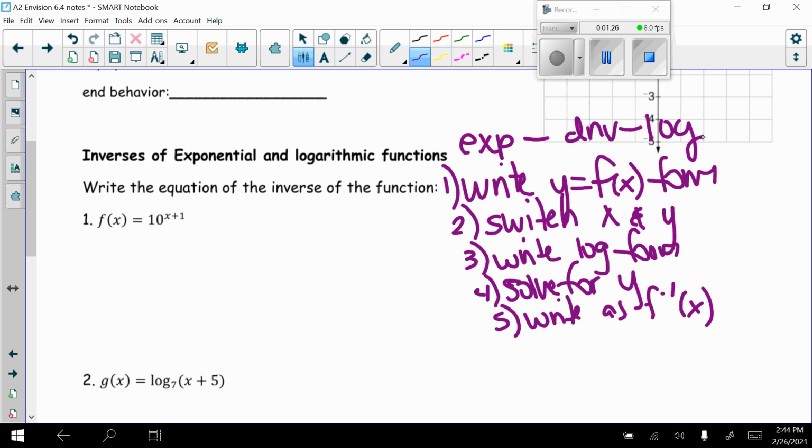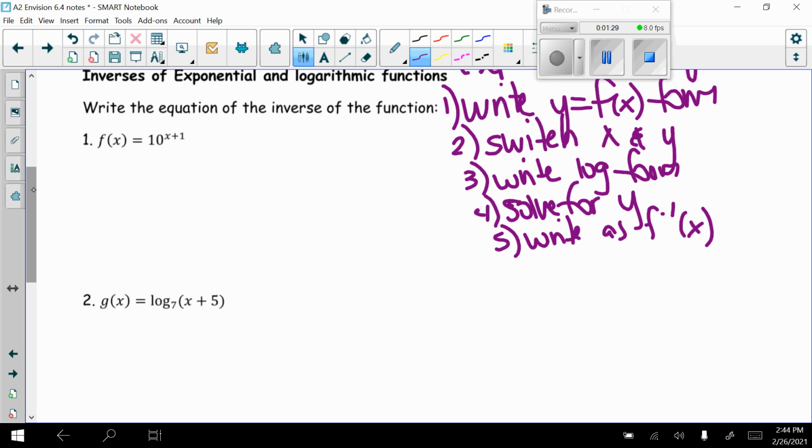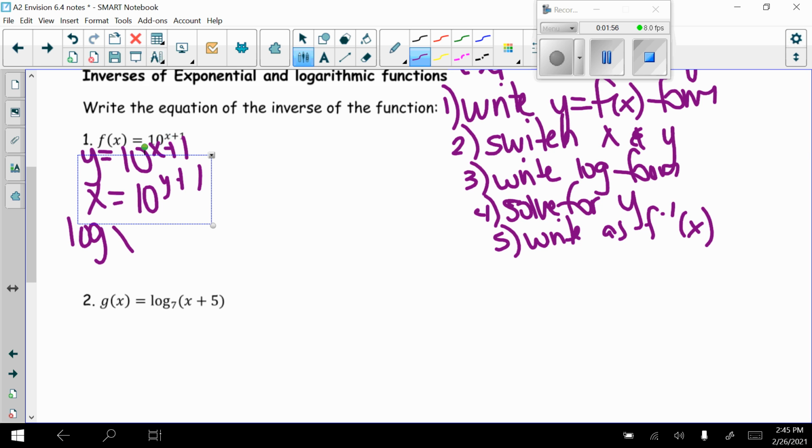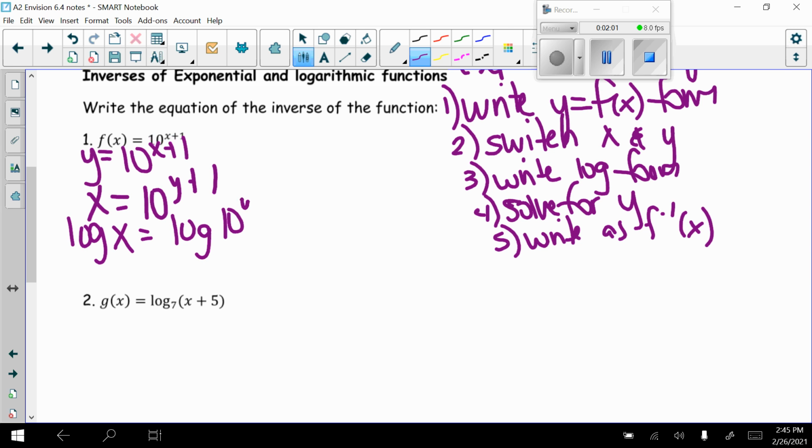So number 1 says f of x equals 10 to the x plus 1 power. So the very first thing we're going to do, instead of f of x, we're going to make it say y equals 10 to the x plus 1. Now we're trying to find the inverse, so inverse means trade places with x and y. So switch places with x and y and make this say x equals 10 to the y plus 1. So now I want to solve for y, but since y is an exponent, I need to take the log of both sides. So I'm going to say log of x equals log of 10 to the y plus 1.